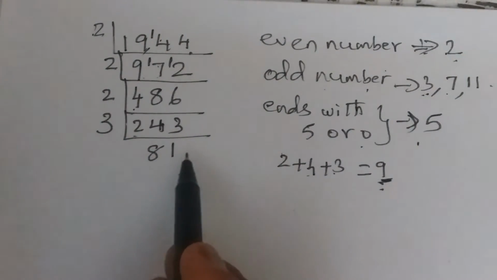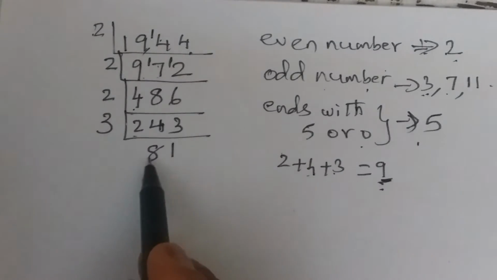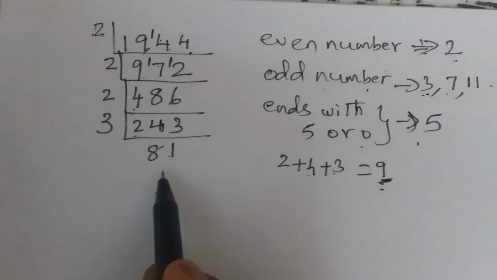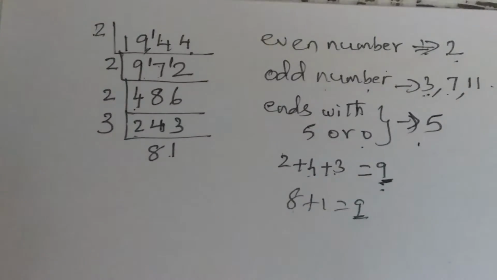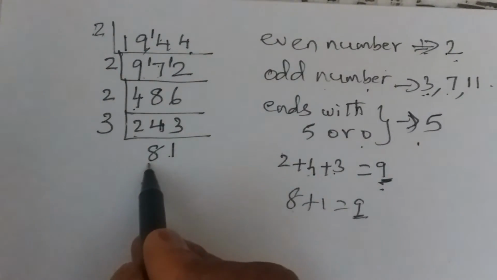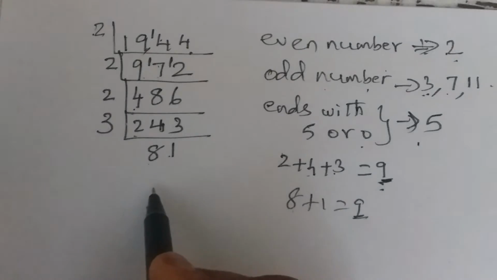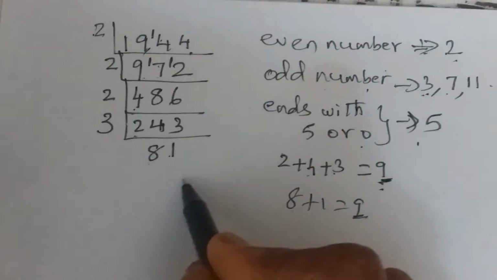81, again ending with 1, an odd number. Add them: 8 plus 1 is 9. Again, it is divisible by 3 tables. Okay, can we divide this by 9 tables? 9 9s are 81.